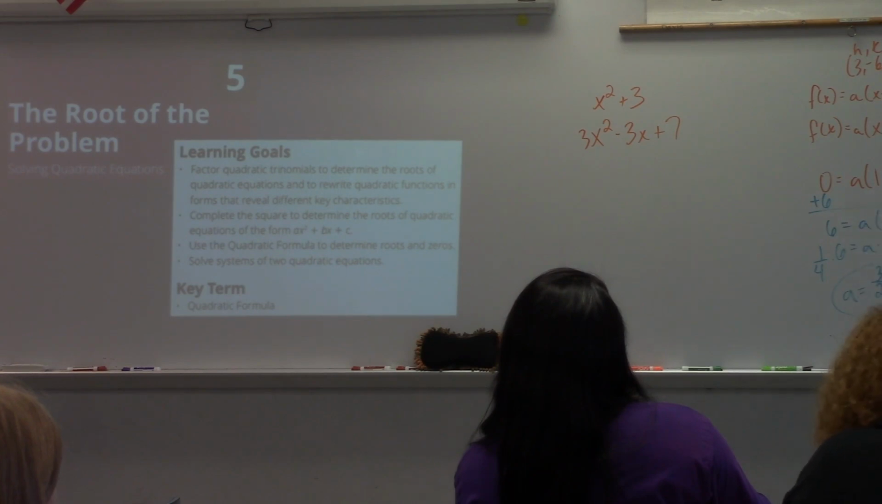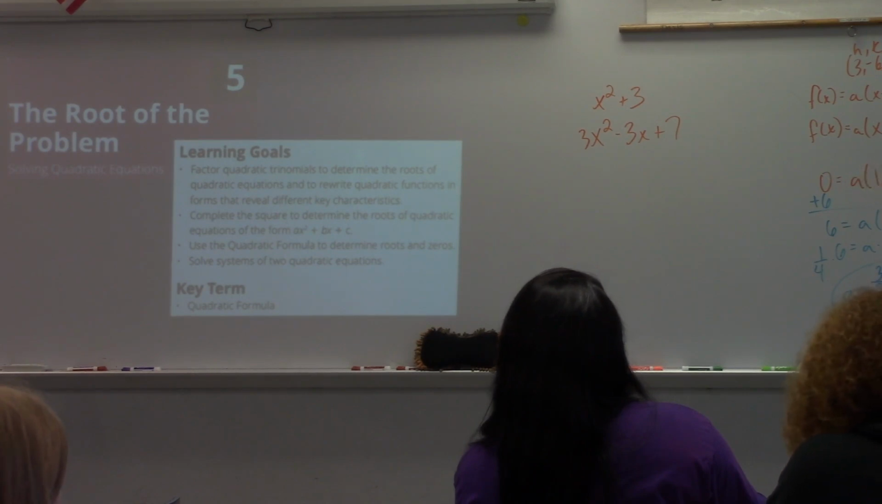Remember how we couldn't find the roots when we had standard form last unit? We're going to learn how to go to the factored form so that we can find the roots. And that's what that first objective is. We're not going to worry about the rest of the objectives because that's all we're doing today. We're not going to get to the rest of them.